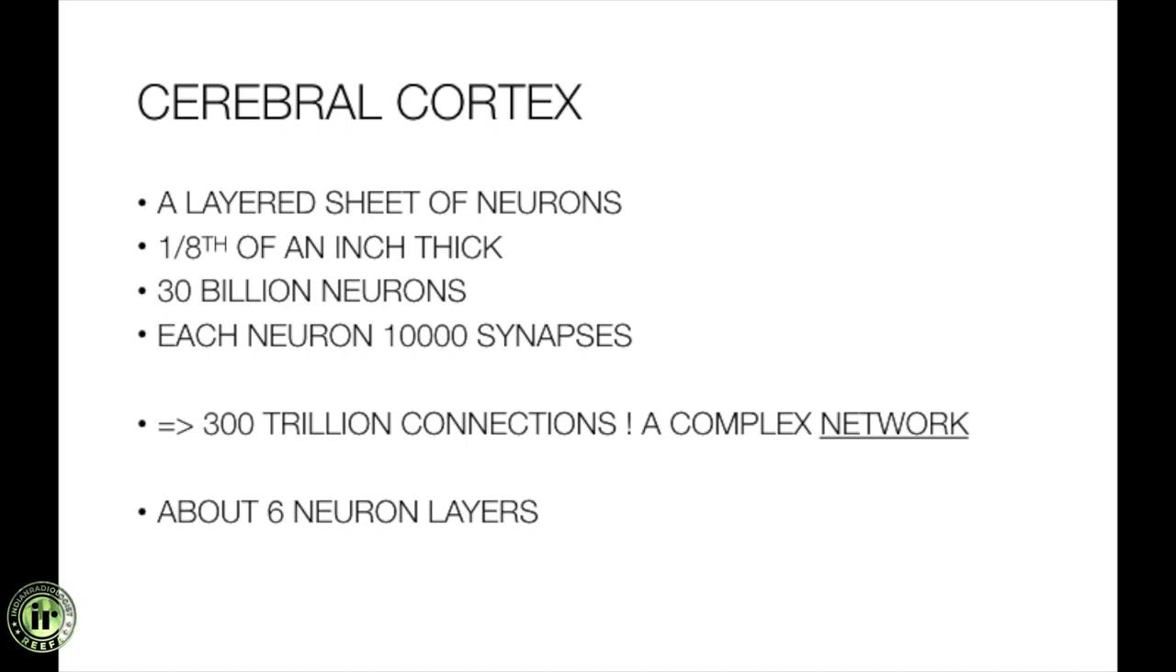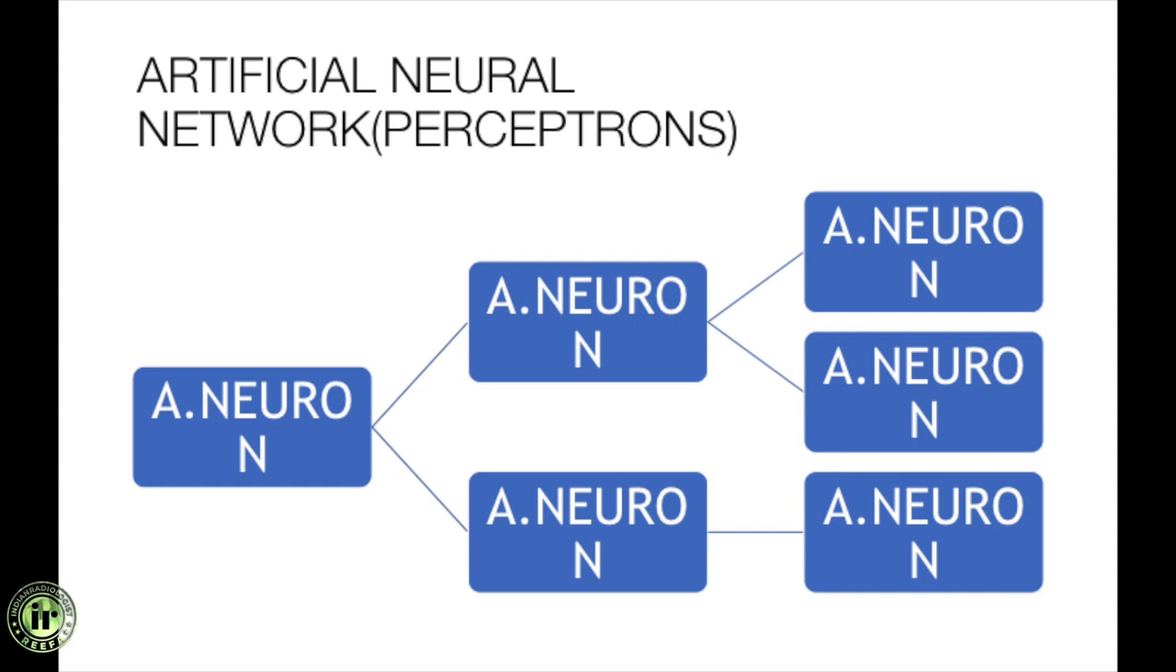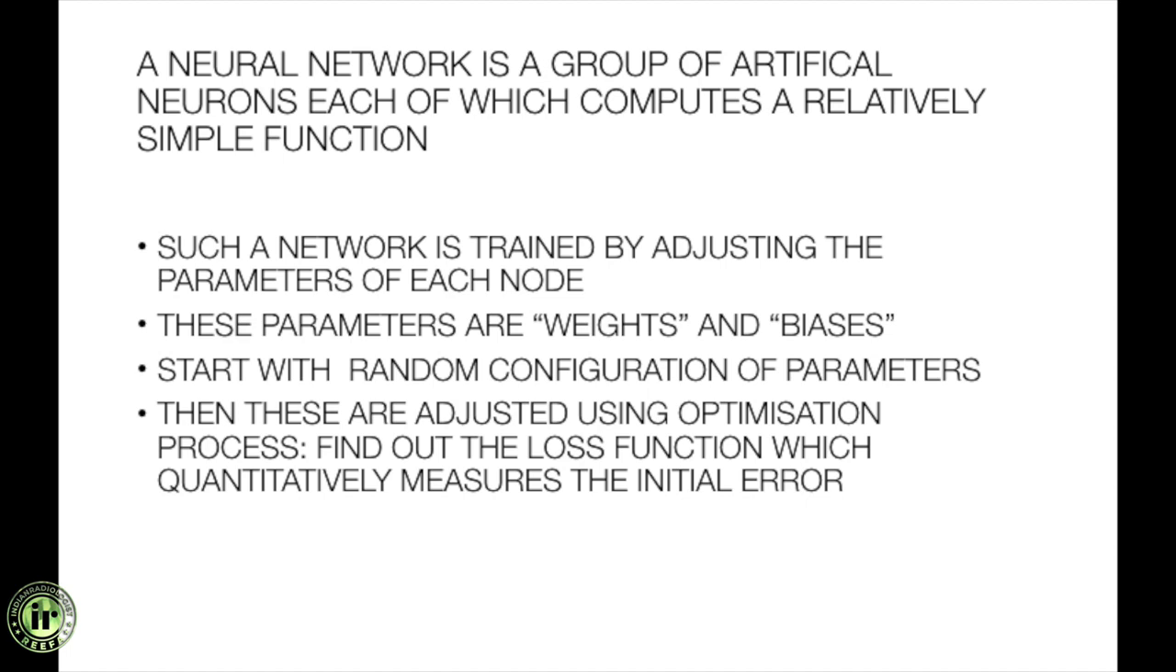Similarly, you can now understand that an artificial neural network or an AI algorithm basically consists of many, many small perceptrons or artificial neurons interconnected. So a neural network is a group of artificial neurons, each of which computes a relatively simple function. So how do you train this network for a radiology application? Now, this training is done by adjusting the parameters of each node. And these parameters are called the weights and the biases.